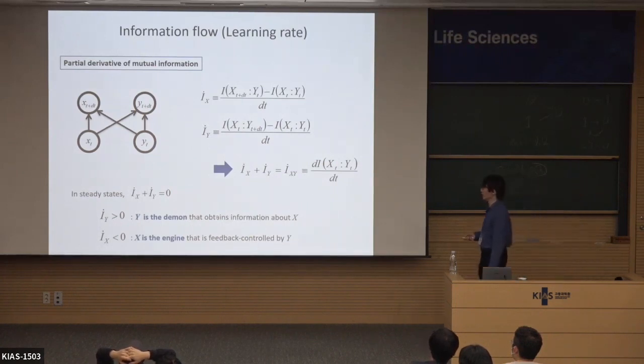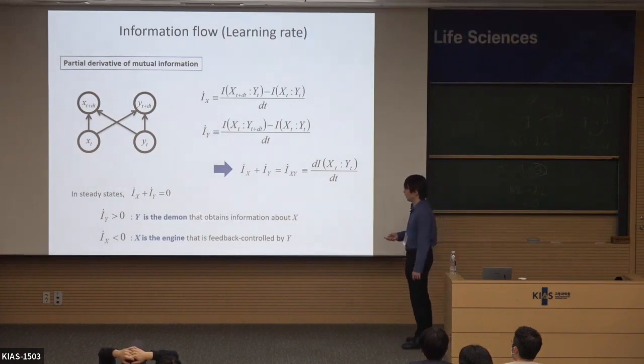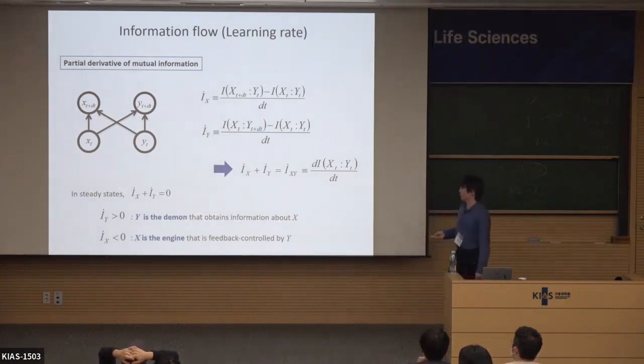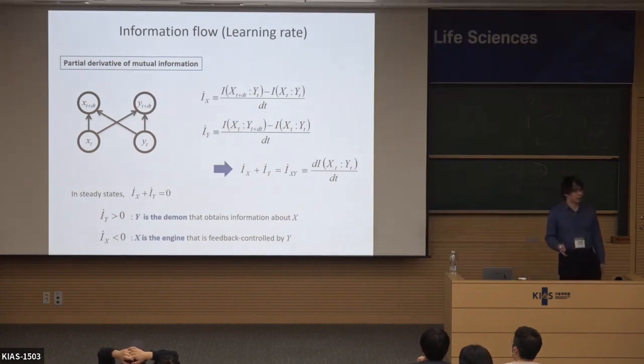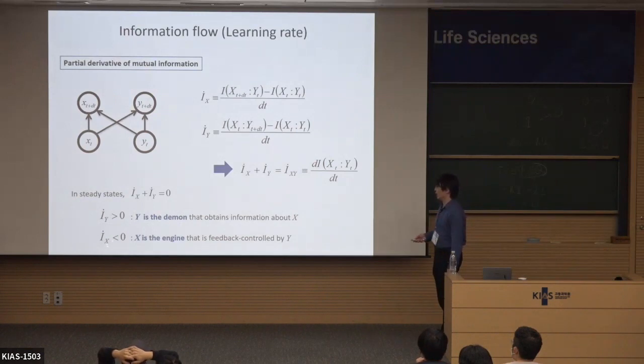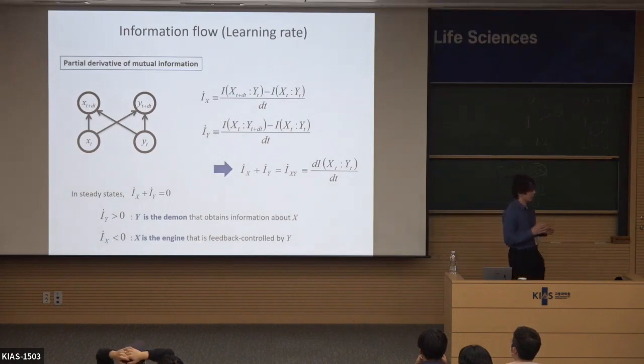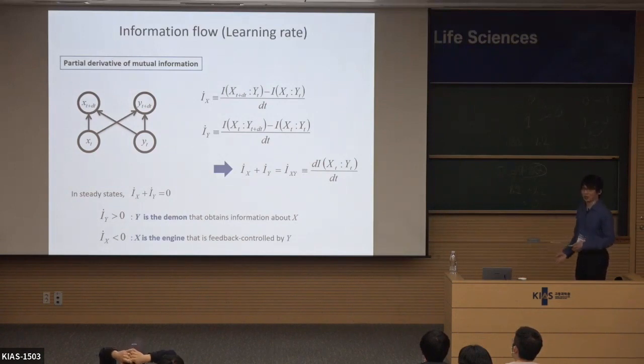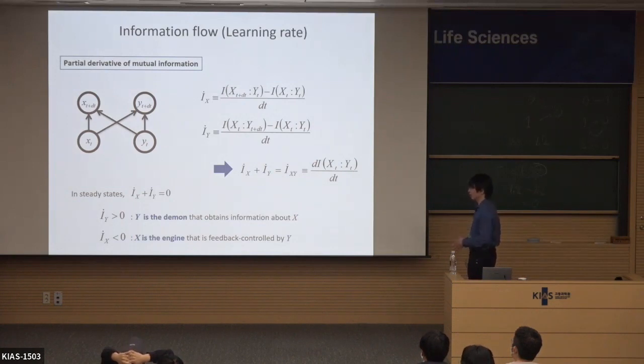For example, if we have positive information flow for the Y side, then we can say that system Y obtains information about X, because this is a positive information change. On the other hand, in that case, system X has a negative information flow, and the subsystem X is regarded as a heat engine controlled by the other, the Maxwell's demon system. So if we look at the sign of the information flow, we can distinguish which part plays the role of Maxwell's demon and which part is the controlled system.